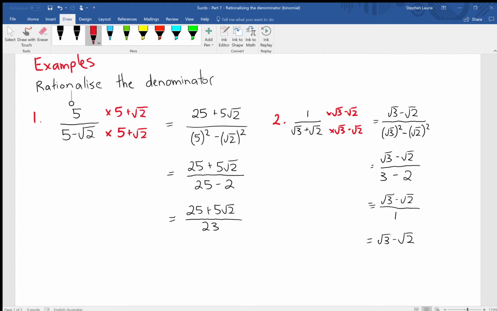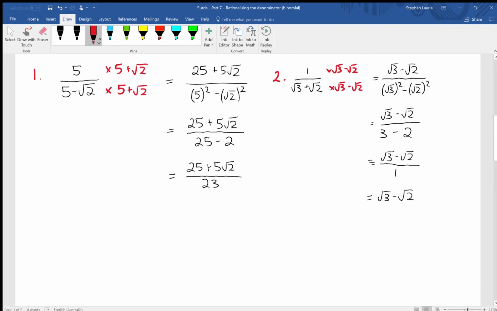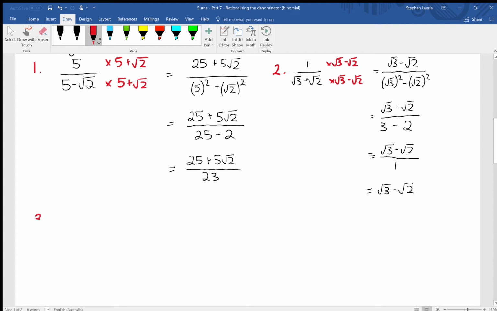Alright, final example for this lesson and for our Surds topic. 2 root 3 plus 5. Oh, let's write a proper 5, Mr. Laurie. Alright, all over 2 root 3 minus 5.